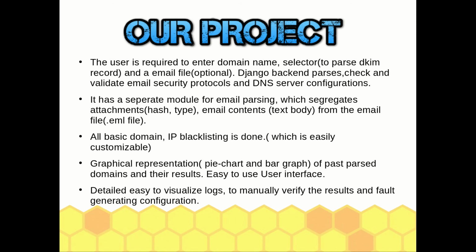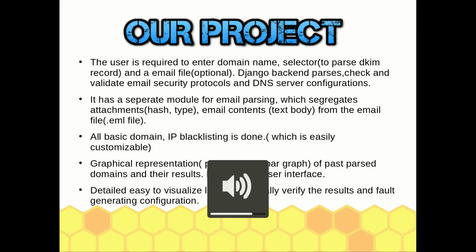It checks all the email security protocols to see whether they have been implemented properly or not, and then it checks other miscellaneous properties of DNS, like whether DNSSEC is enabled or not. Our project also has a separate module for email parsing that can easily segregate attachments and email contents from the .eml file. It also has IP and domain blacklists that can easily find if an email is sent from a blacklisted domain or IP.